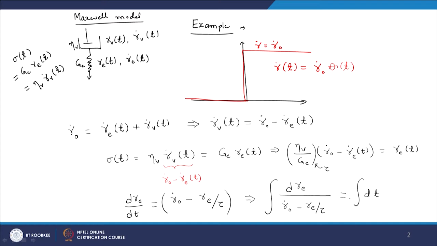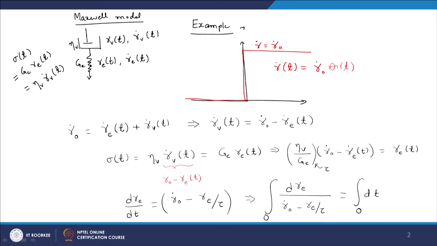And if I integrate this, at time t equal to 0, the gamma E is now going to start from 0 as opposed to the last case. In the last case, the viscous element was starting from 0 shear to begin with, because we were applying a constant shear. In this case, we apply a constant shear rate, and so the elastic element starts from 0 and the viscous element starts from a high value. So, it is opposite of what we had in the last example. So, it is 0, and then finally, we will have some gamma E of t, and this is my time.